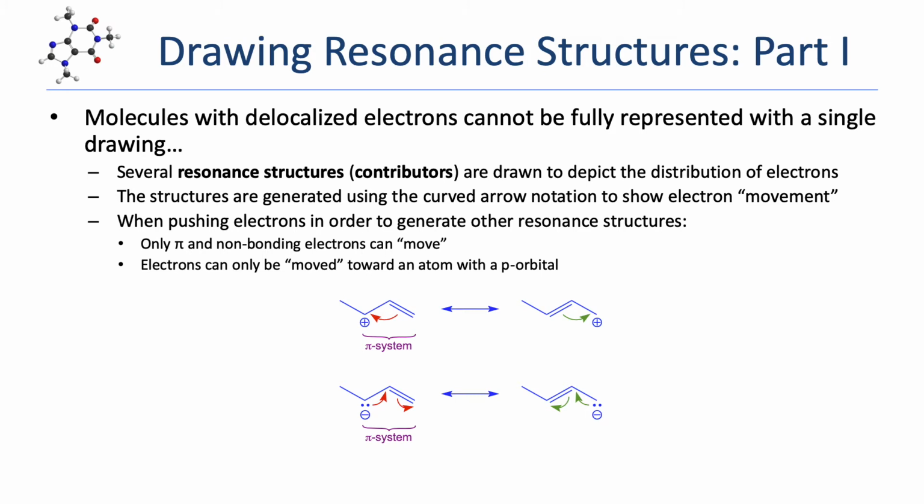Again, if we try to generate any more resonance structures, we see that the only thing we can do is to undo what we've already done, pushing the lone pair electrons back towards the left, depositing the pi electrons onto that adjacent carbon.